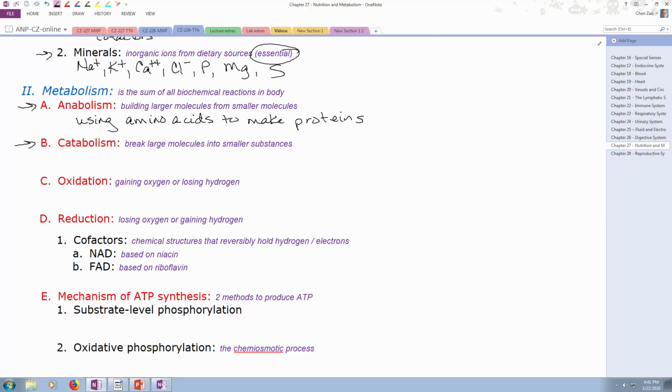Catabolic reactions are the opposite of anabolic reactions. We break large molecules into smaller substances, and we are going to spend a lot of time with that with glycogen hydrolysis to make glucose. And then we are going to have glucose hydrolysis to make our pyruvates.